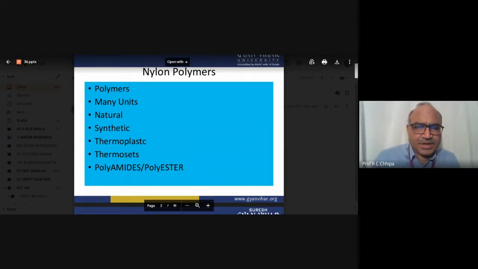So natural and synthetic, whatever the thermoplastic I have mentioned, then thermosets, we have the polyamides. This is one of the classes of thermosets. Polyamides, and polyamides are the proteins, polyamides are the polypeptides, polyamides are the bulletproof polymer, polyamides are the nylon, and the meaning of polyamide I have earlier discussed, that is the combination of carboxylic group with amino group, polypeptide.